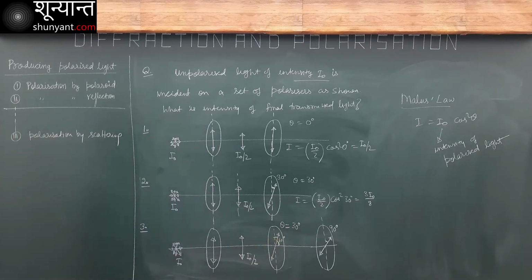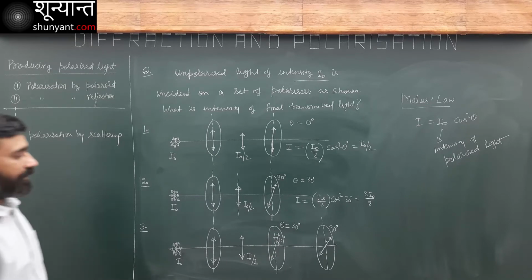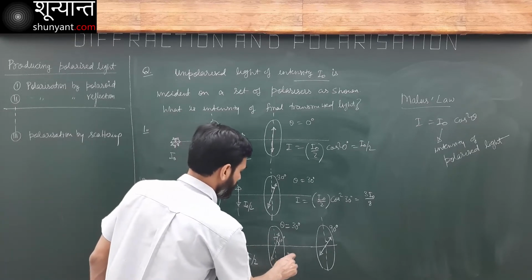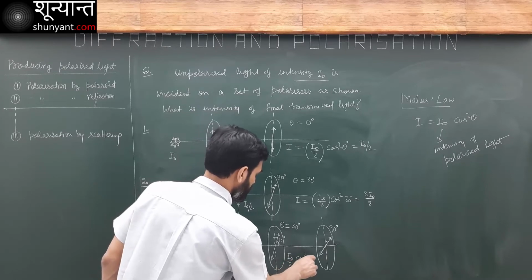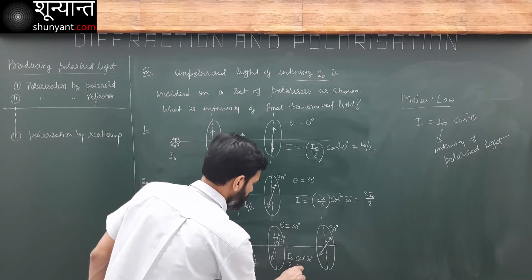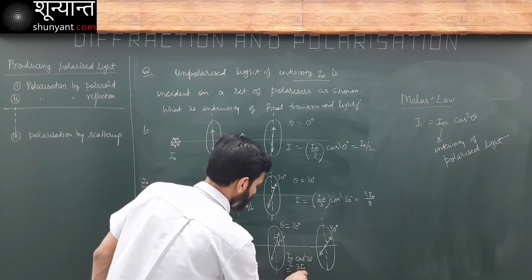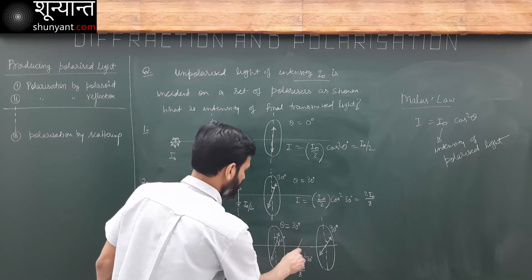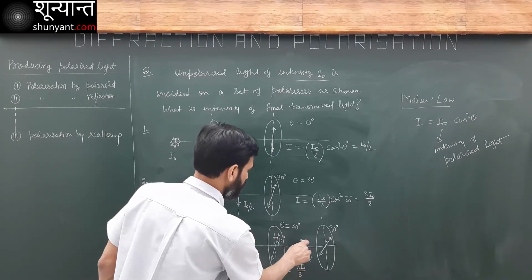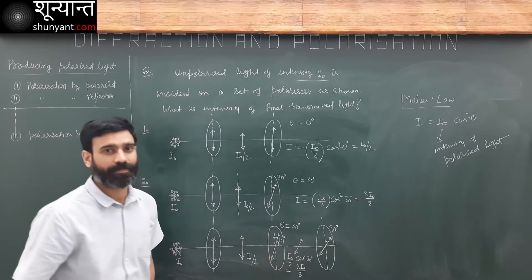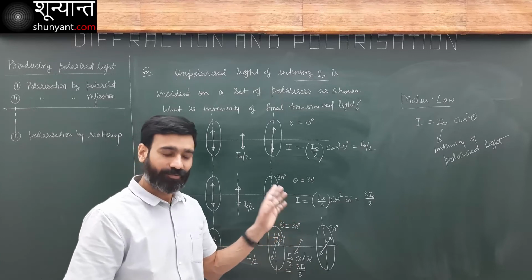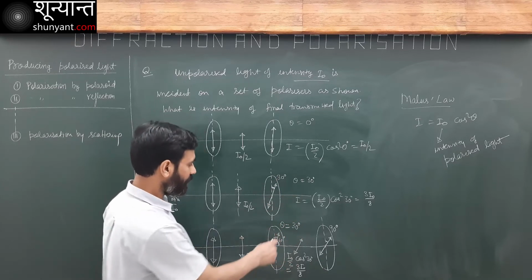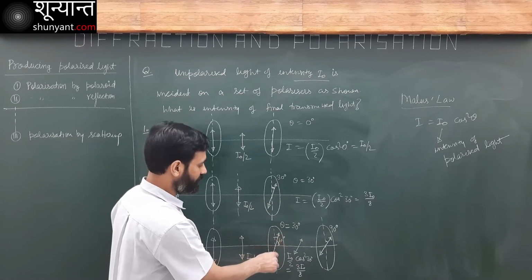Theta is 30. Here I is going to be equal to I naught over 2 cos square 30. This becomes 3 I naught over 8. And this becomes the plane of polarization. The plane of polarization has rotated. The plane of polarization has now rotated. It will be along the axis of this polarizer.